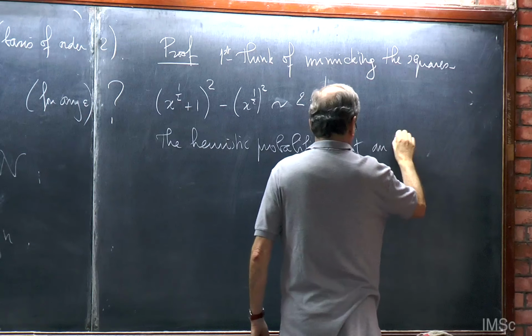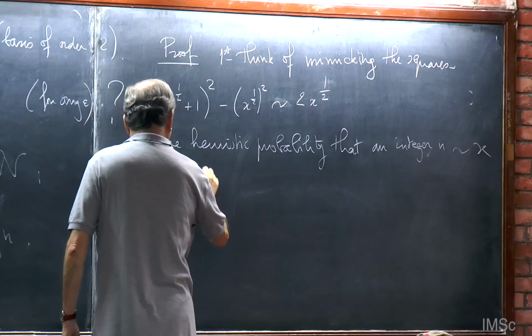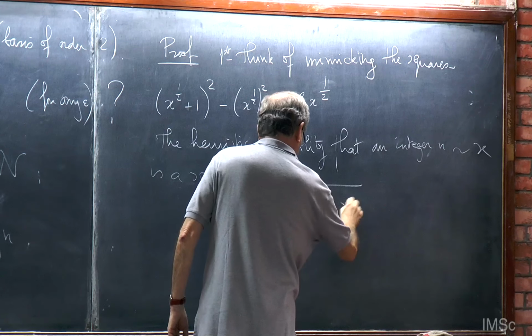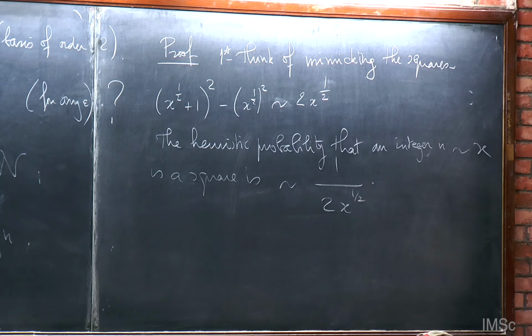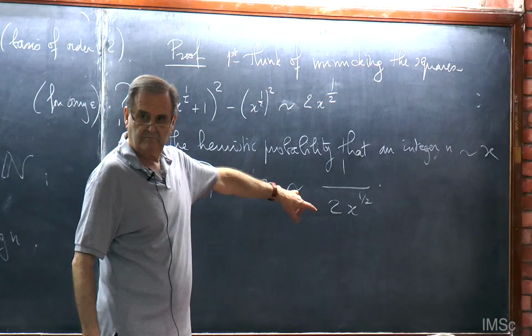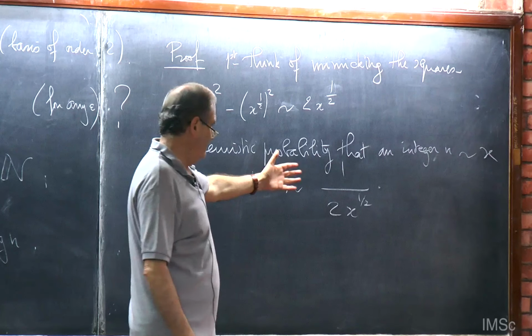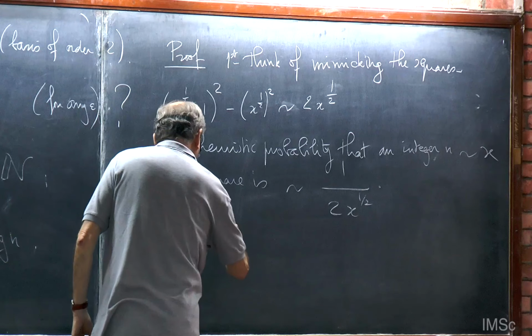That an integer around x is a square is something like 1 divided by 2 x to 1/2. Okay? So to get something like a random sequence, you will say, okay, what I'm going to pick up is, with this probability, an element which is around x. So this will give you something like a square. So in some way you have a probabilistic model for squares.